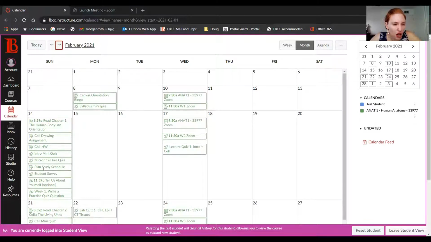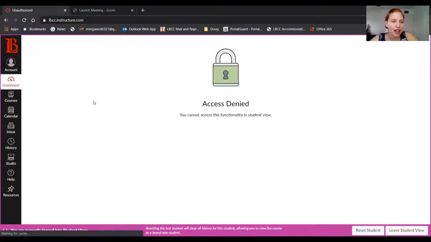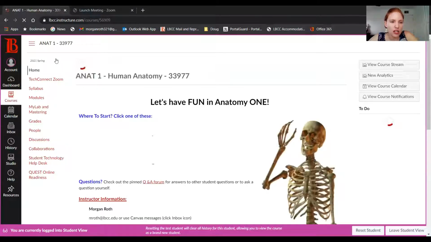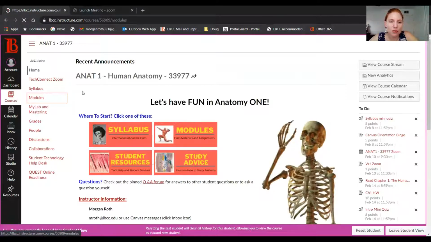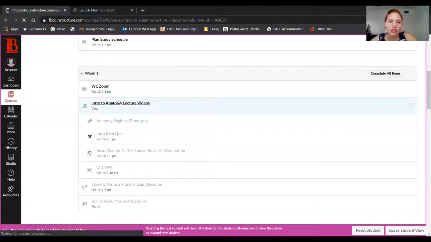So let's say you're trying to go to the intro mini quiz, it's going to say you can't get there. The reason it says you can't get there is because you must watch the videos that those quizzes are based on first. So I'm going to go back over, and once you go back into the modules, then click on the videos.